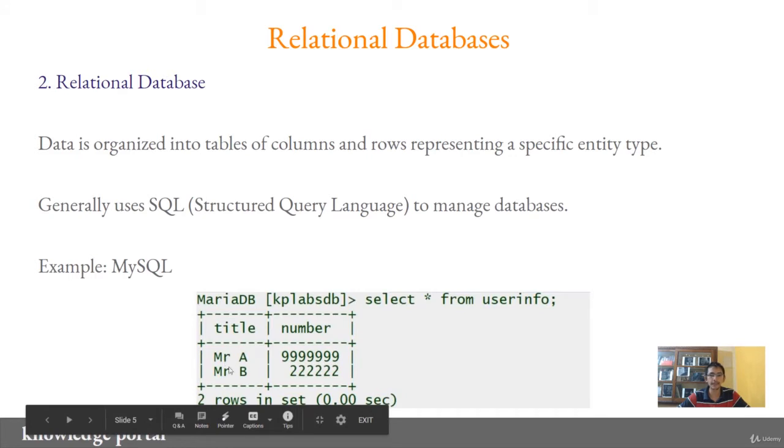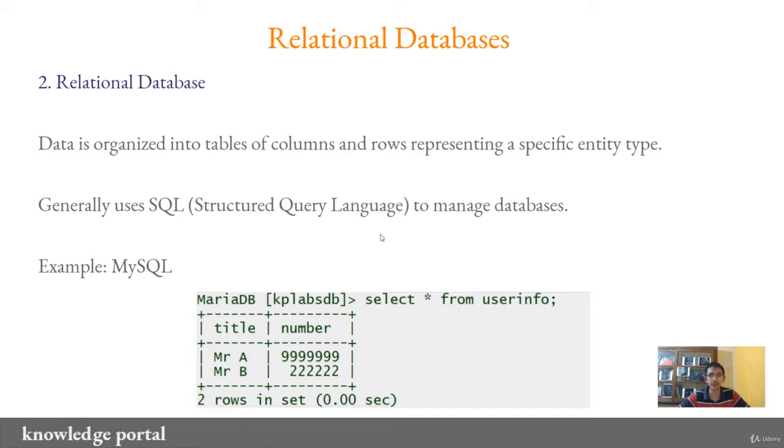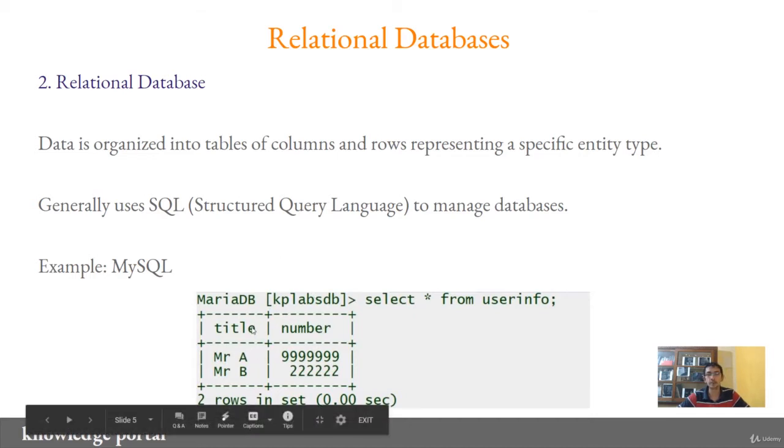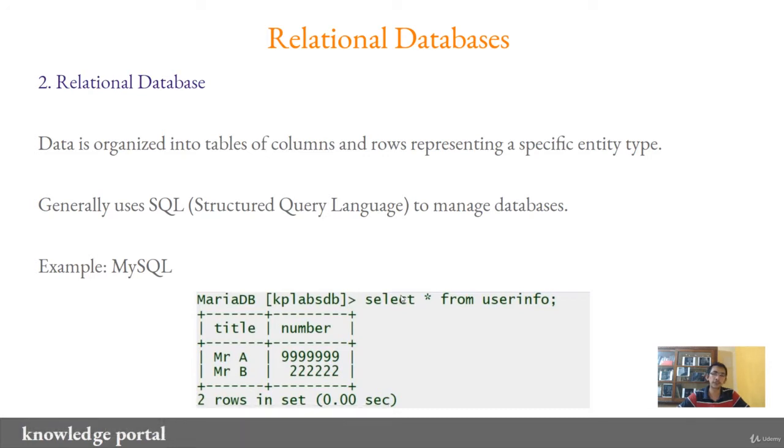A, then you have a number, you have Mr. B, then you have a number. And this query, which is select star from user info, is also referred to as the SQL query. Depending upon what operation you want to perform on the database, you can write a specific SQL query. This SQL query can be for updation, can be for deletion, and so on.